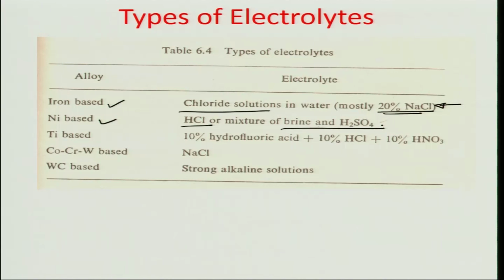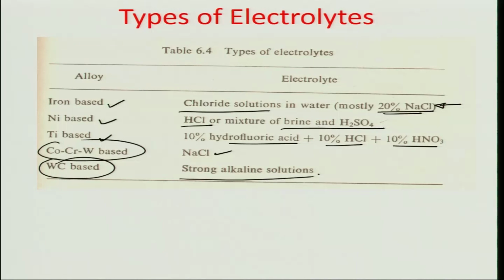and H2SO4 sulfuric acid. Again, for titanium based alloys you could have 10% hydrofluoric acid with again 10% HCl and 10% HNO3. For these cobalt chromium tungsten based alloys you could have a normal NaCl, normal kitchen salt based solution, or for tungsten carbide you could have a very strong alkaline solution serving as the electrolyte. So these are some of the different kinds of electrolytes as regards the different single phase or alloyed systems.